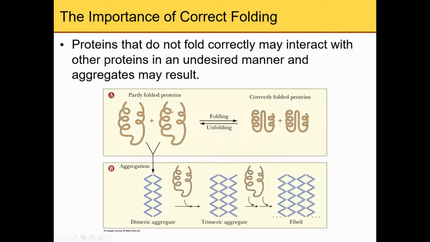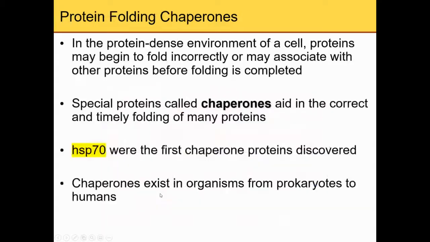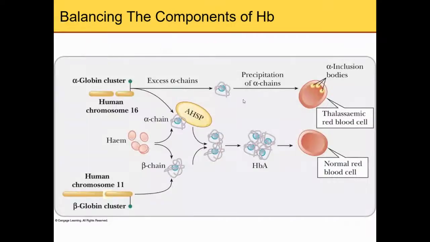If you don't fold correctly, then you could form aggregates like this. And then you need the chaperones to fold the protein into a correct conformation and then be functional. Okay, so that'll be the end of chapter 4.